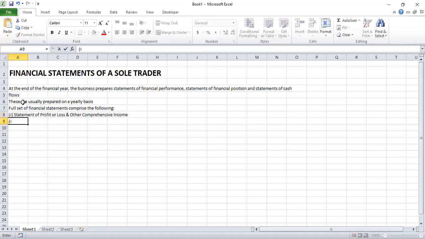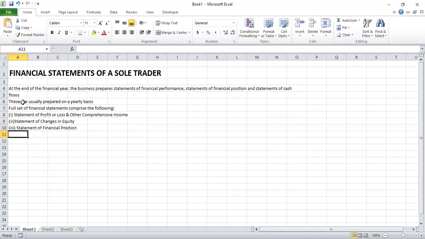Then we have got statements of changes in equity. Equity is the owner's interest in the business. So the statement of changes in equity shows how the interest of the owner has changed from the beginning of the period to the end of the period. Then we have statements of financial position. This shows the assets, the equity and liabilities of the business.